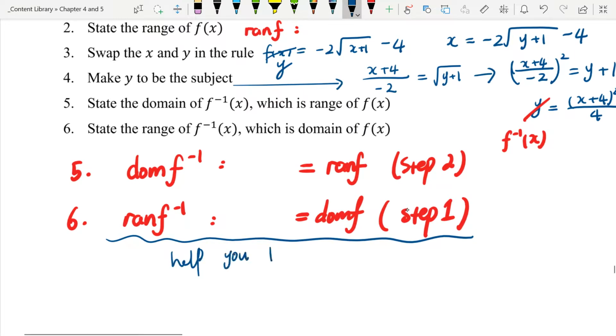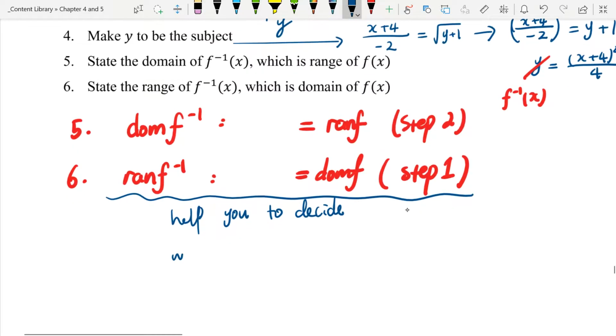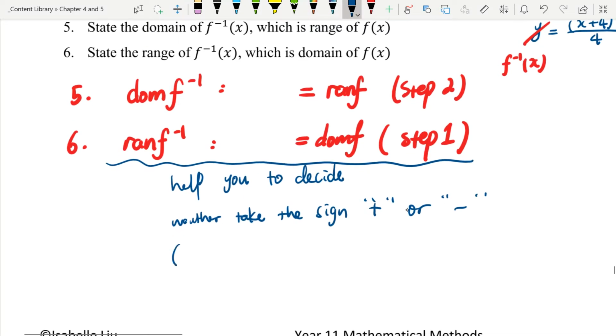It helps you to decide whether to take the sign plus or minus. Go back to check step number 4. I will show you when we need it, but write this down and it will make sense to you after we do our exercise. So that's to help you make decisions to choose the sign, plus or minus, from step number 4.